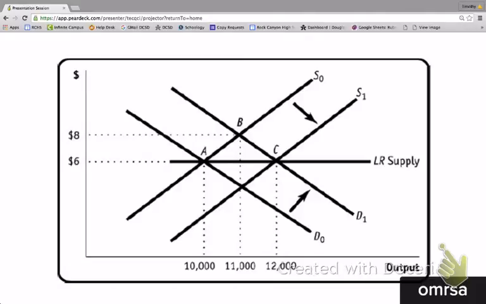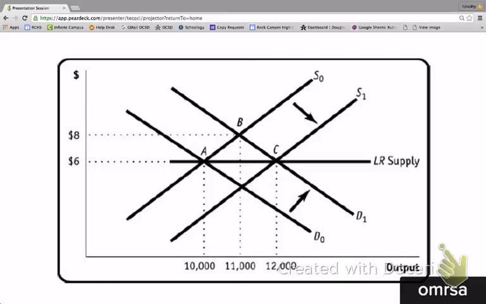The market is in long-run equilibrium at a price of $6 and a quantity of 10,000 units at point A. Each firm is earning a normal profit and producing 7 units of output. Suddenly, market demand rises for this product to D1, and the demand curve shifts out to the right. Now the new equilibrium is at point B. It's at a higher price, a price of $8, and the quantity of output has increased to 11,000.